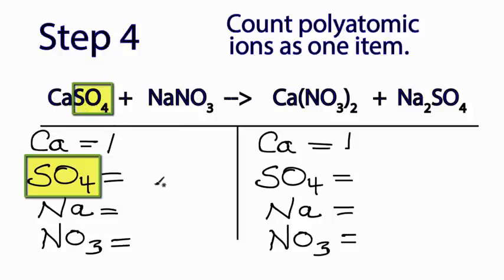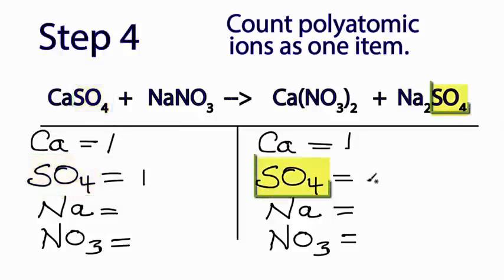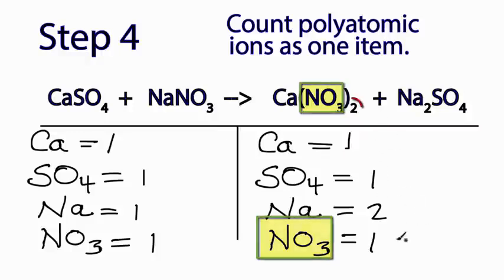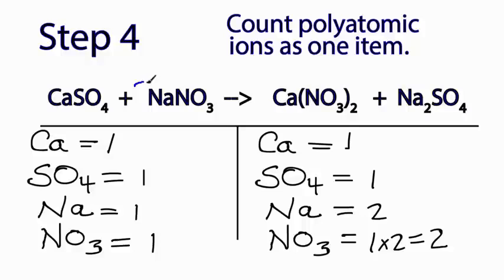And I have 1 of those here, and over here I have 1 SO4. Na's, 1, 2 Na's on this side, and over here 1 NO3, and I have 1 NO3, but that 2 on the outside means I have 2 of them. So I have 2 NO3s. So if I put the coefficient of 2 right here, that means I'll have 1 times 2, 2 Na's, but this 2 also multiplies across, so 1 times 2 for the NO3s, that gives me 2, and now everything is balanced. So by treating those polyatomic ions as just one thing, it makes it a pretty simple equation to balance.